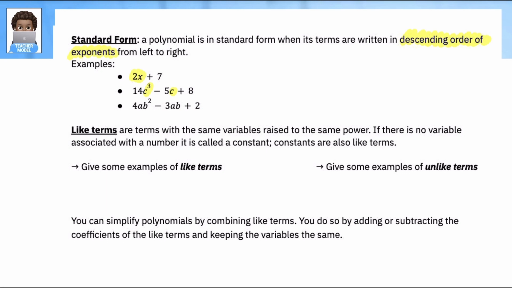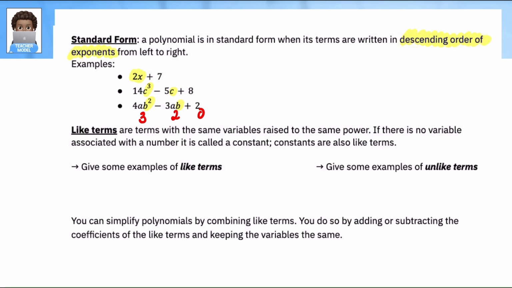And in the second one, because this b has a variable and this one doesn't, that's why I have the ab squared. It has a greater degree over here. So this first one is a third degree, the second one is just a second degree, and this one has no degrees. All right, so that's what we're looking for.